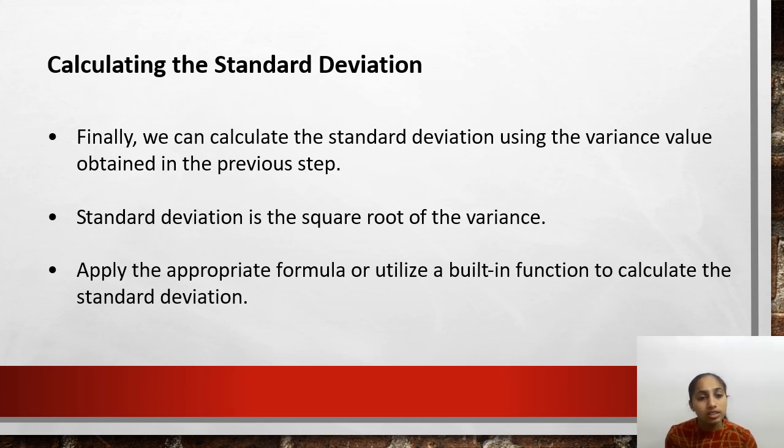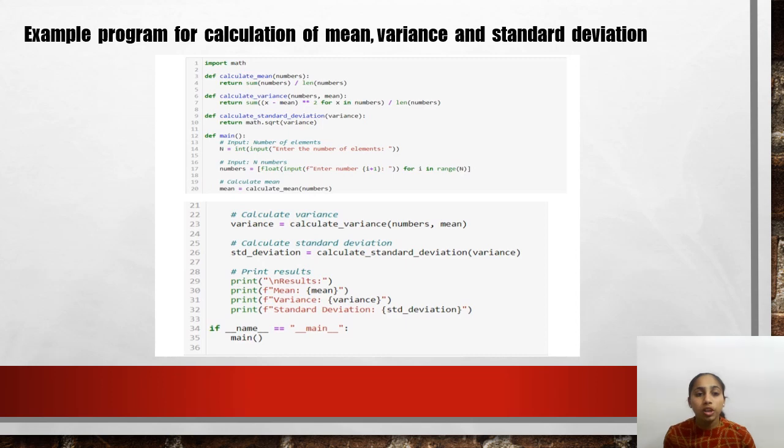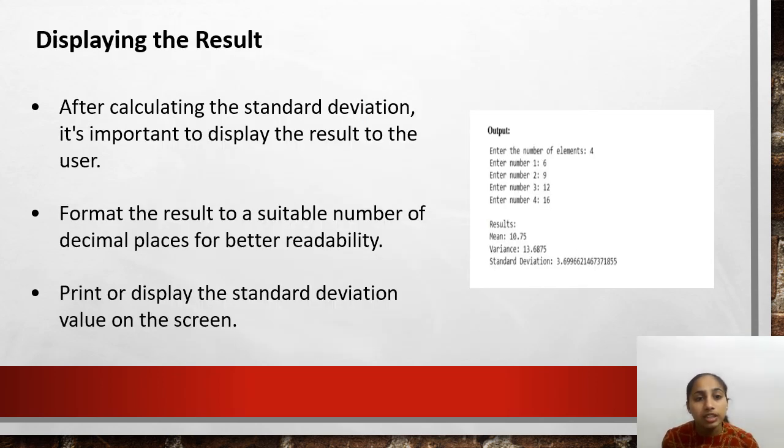We will move on to the next slide, that is example program for calculation of the mean, variance and the standard deviation. This is the input of the program, and then displaying the result. This is the output of the previous program, which is the example for the mean, variance and the standard deviation calculation. After calculating the standard deviation, it's important to display the result to the user. Format the result to a suitable number of decimal places for better readability. Print or display the standard deviation value on the screen.